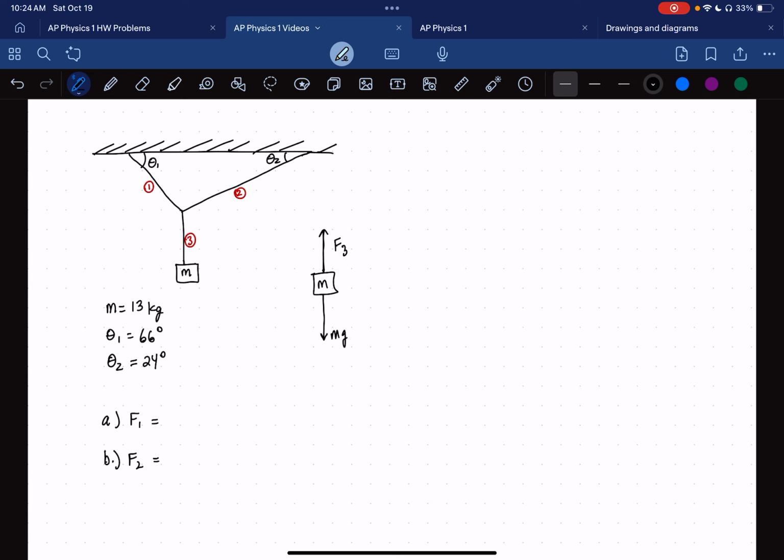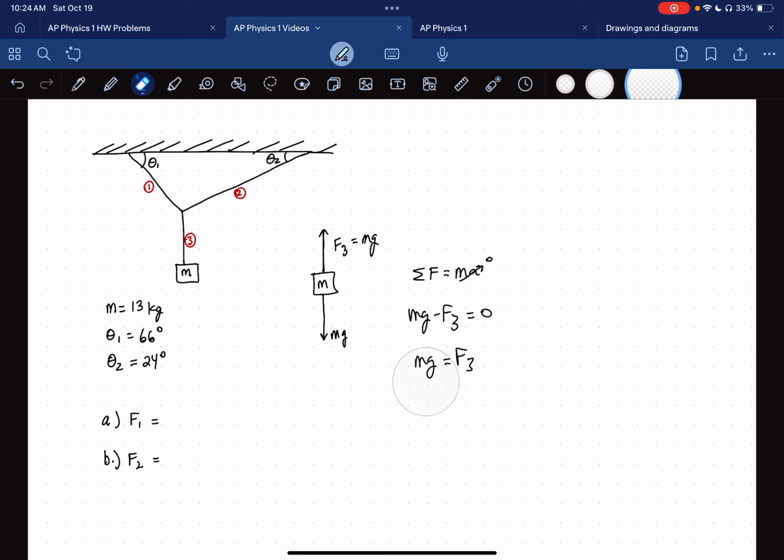Now, with this alone, we can't solve the problem. We can't figure out F1 and F2 if we're creating a free body diagram of the mass. But there is something useful here. We do know that there are no accelerations, and so F3 is equal to mg in magnitude, right? So the sum of all forces is 0. So mg minus F3 equals 0, and so therefore mg is equal to F3. Although this doesn't help us solve the problem, it does let us know that mg is equal to F3, but you can kind of tell that just by looking at it.